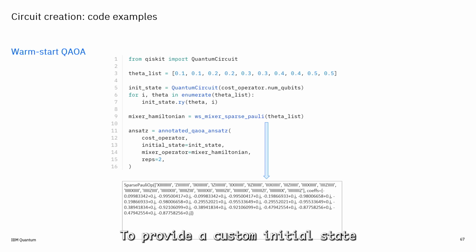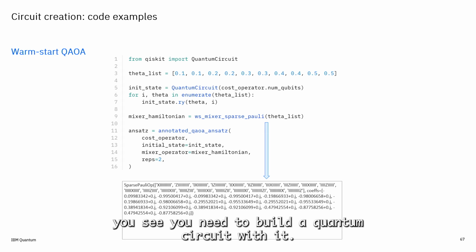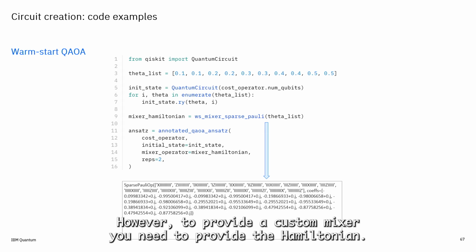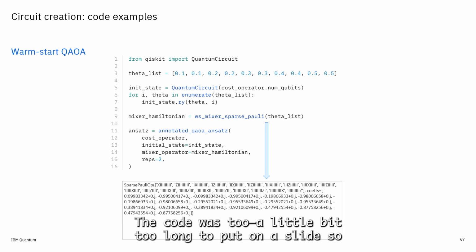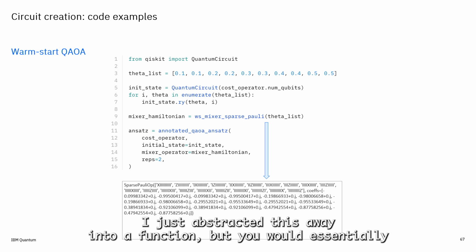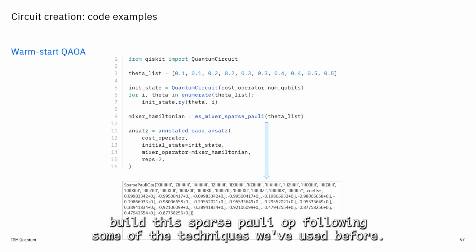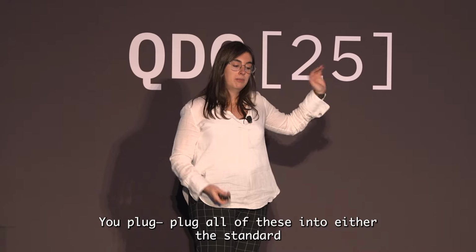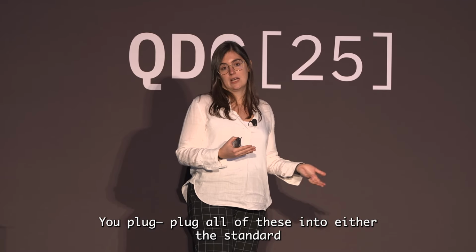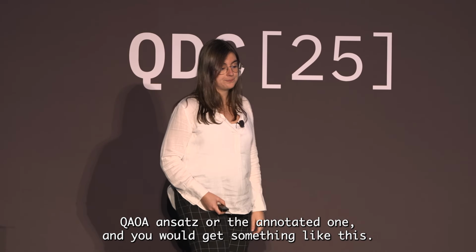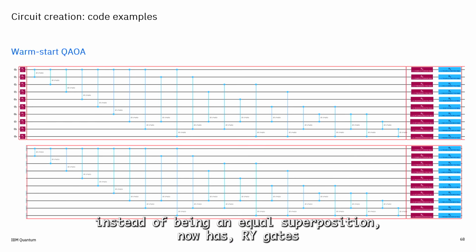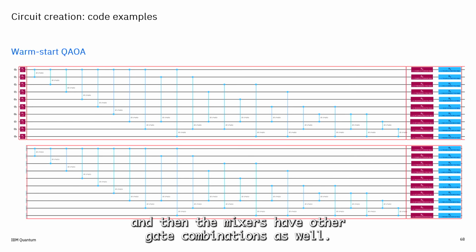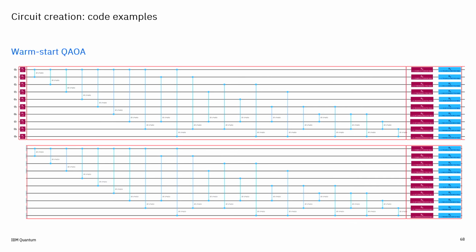To provide a custom initial state, you need to build a quantum circuit with it. However, to provide a custom mixer, you need to provide the Hamiltonian. This is, again, another sparse polyop. The code was a little bit too long to put on a slide, so I just abstracted this away into a function, but you would essentially build the sparse polyop following some of the techniques we've used before. You plug all of these into either the standard QAOA ansatz or the annotated one, and you would get something like this. It is very similar to what we saw before, but you see that both the initial state, instead of being an equal superposition, now has RY gates, and then the mixers have other gate combinations as well.